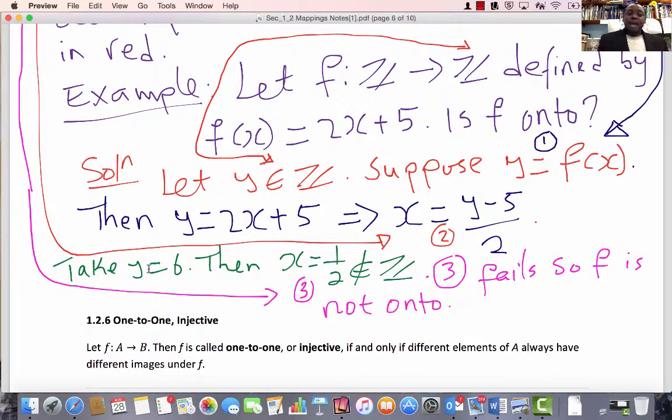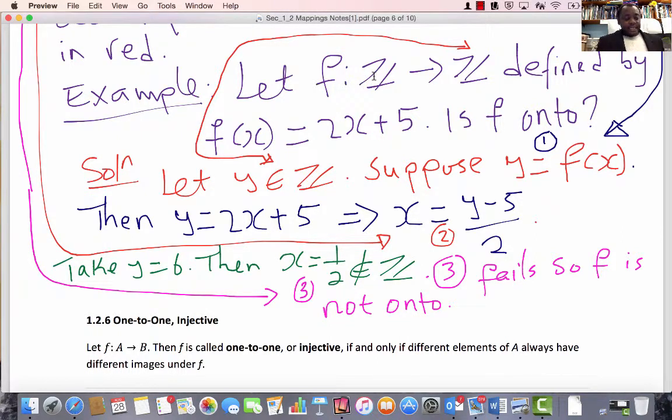Well, why don't we take y equals 6? Then x becomes 1/2, which is not an element in Z. That is not an integer. Step 3 fails, and therefore f is not onto. It is not surjective. Observe that if I change my domain from the set of integers to the set of real numbers, my function is surjective. The domain and the codomain are very important when verifying that functions are onto.